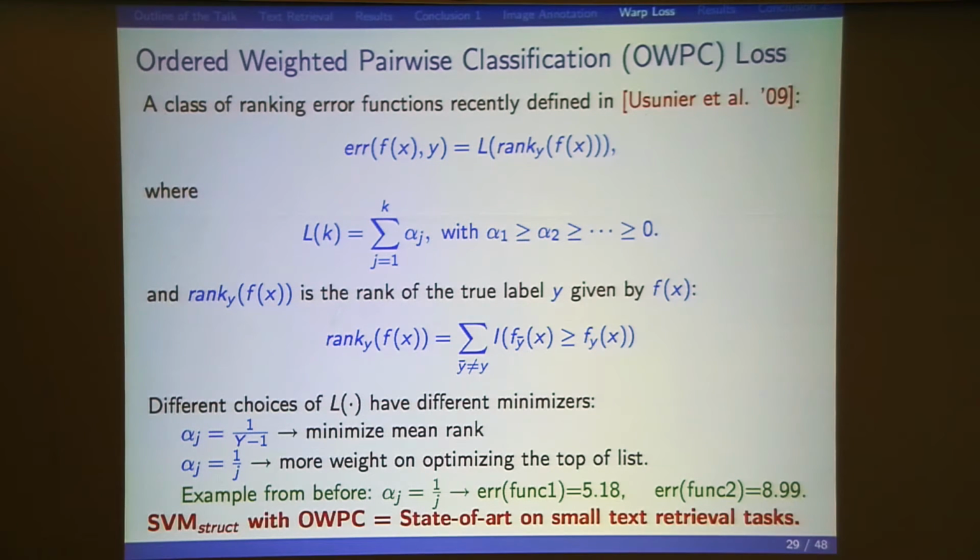So that's the idea of that loss function, which indeed, if you put it through the example I gave on the slide before, with alpha j equals 1 over j, for function 1 you get a loss of 5, and for function 2 you get a loss of 9. So it does prefer function 1 like we want. So that looks good.